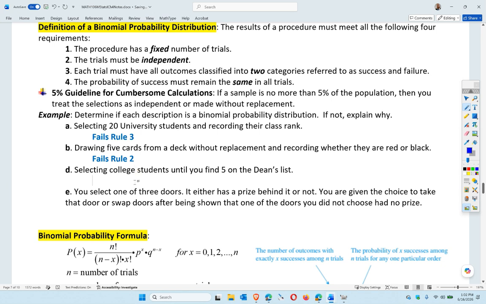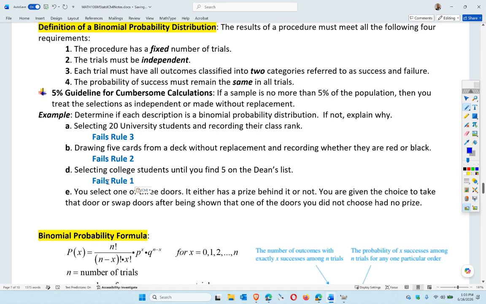All right, let's say that the college student is selecting. You want to find 5 kids on the dean's list, right? So you go and ask them, are you on the dean's list? Yes or no? Go to the next one. Are you on the dean's list? Yes or no? You keep doing that until you find 5. Well, that's a problem because that is not a fixed number of trials. That fails number 1. So how long is that going to take you?